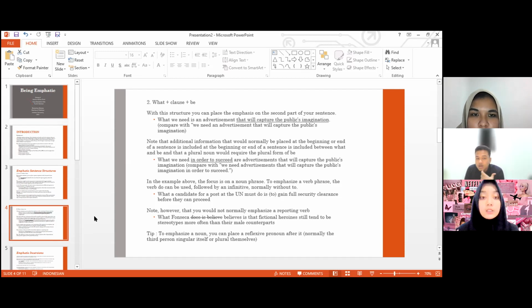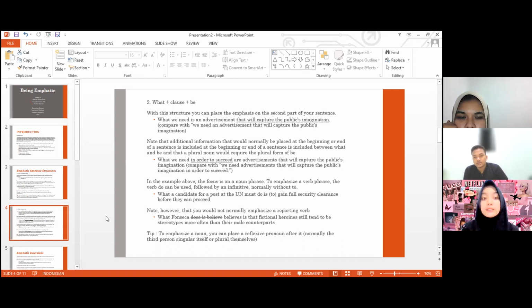Next, note that additional information that would normally be placed at the beginning or end of a sentence is included between what and be, and that a plural noun would require the plural form of be. The example: what we need in order to succeed are advertisements that will capture the public's imagination. Compare with: we need advertisements that will capture the public's imagination in order to succeed.